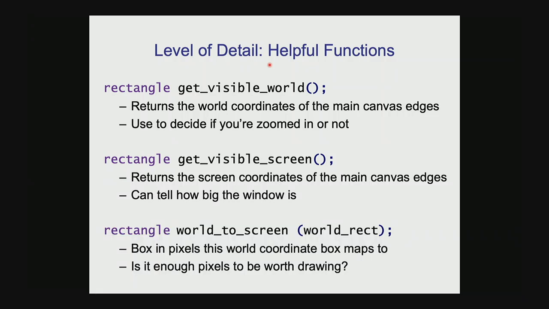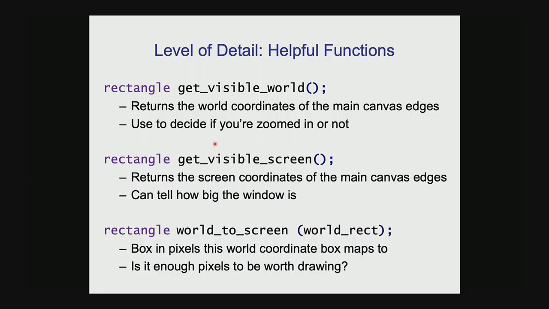Get visible world basically tells you whatever coordinates are showing currently on the screen at which zoom level. When you are at the zoomed out level, the maximum level, it's basically showing the whole initial world coordinates that you specified. When you zoom in a little bit, now it's clipping the boundaries, and get visible world will return the coordinates that are currently visible on the screen. You might want that to basically decide whether to draw certain things or not, okay?